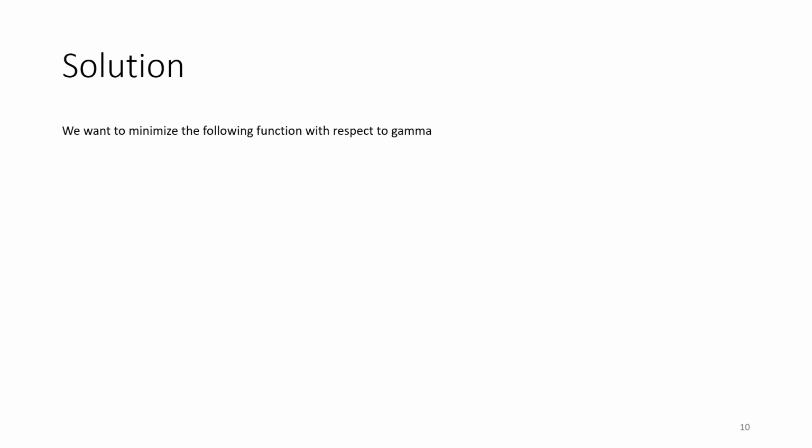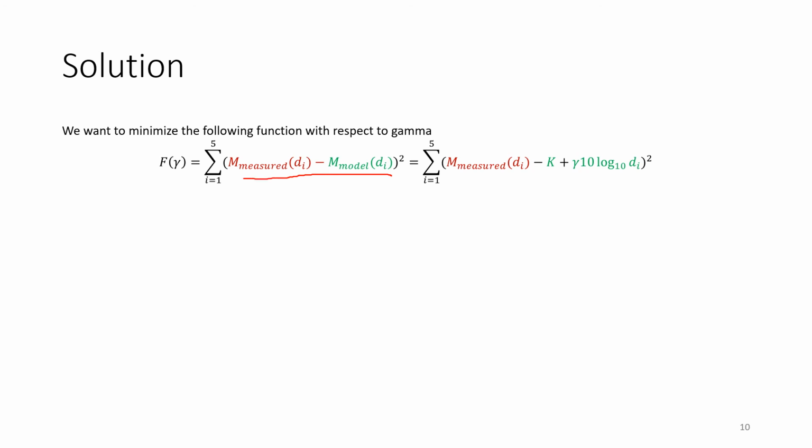Solution. We want to minimize the following function with respect to gamma. What's the function that we want to minimize? We want to minimize the mean square error. So what's the error? The error is the difference. And we are minimizing the mean squared error, so this is why we have the square here. And we're taking the mean by considering all possibilities. Because once you square all of them and add, then we're going to minimize. Whether you divide by 5 or not, we just need to minimize this.